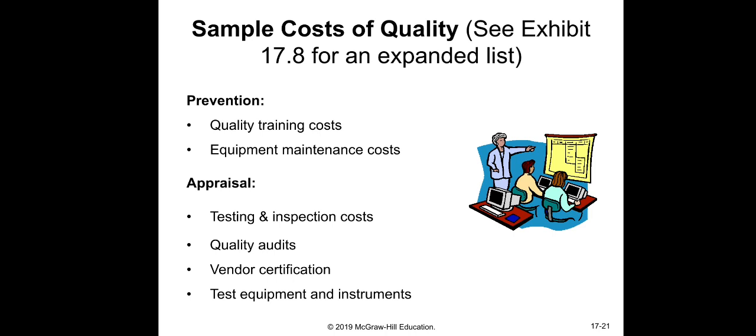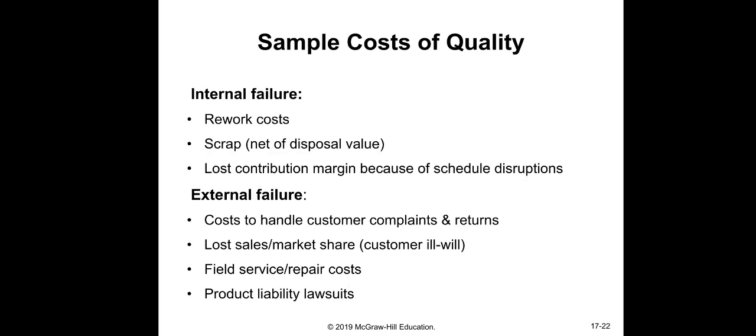needs or requirements. So for appraisal cost, the examples that you can see here are testing and inspection cost, and then the second one, quality audits, vendor certification, test equipment and instruments, etc. And also sample cost of quality here. The next one is internal failure. Remember the definition of the internal failure. So the things that happen before the product or service is sent to the customer. So rework cost, scrap, and then loss contribution margin because of schedule disruption.